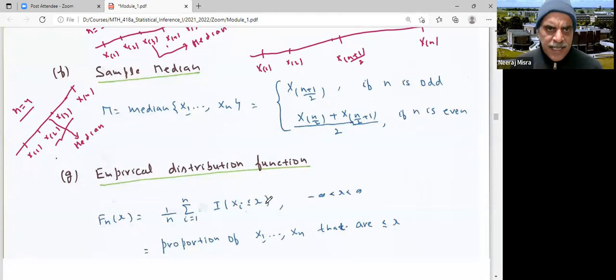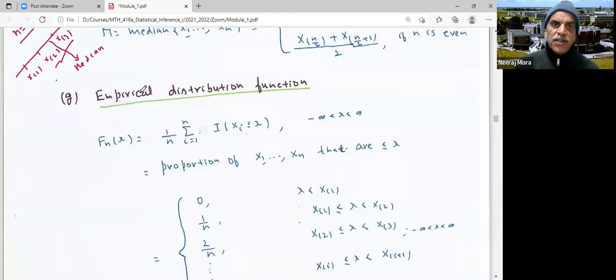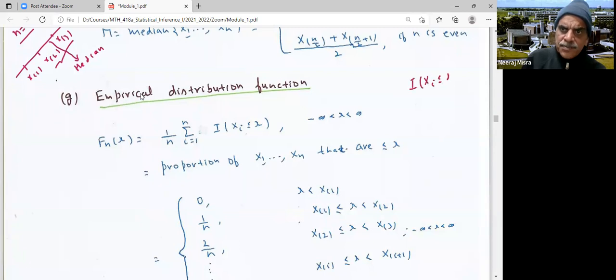Then there is another important statistic, which is called the empirical distribution function, which is defined as F_n(x) = 1/n summation i equals 1 to n, indicator that X_i is less than or equal to x. What does the indicator X_i less than or equal to x mean? This takes value 1 if X_i is less than or equal to x, and 0 if X_i is greater than x.